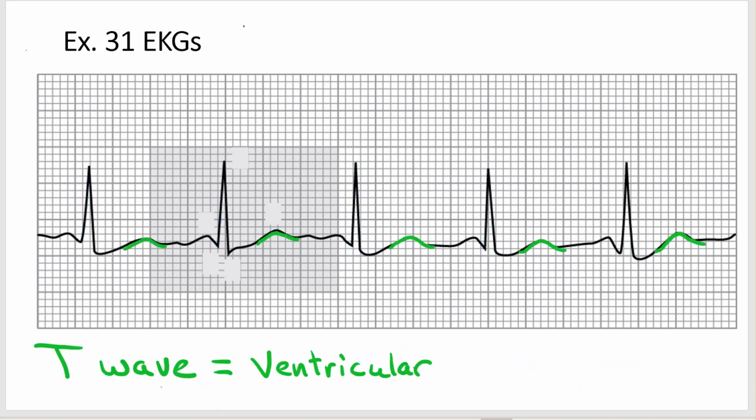The next structure that we see on the EKG is the T wave. And so I've highlighted all the T waves in green. And what the T wave measures is ventricular repolarization. So here are all the T waves labeled.